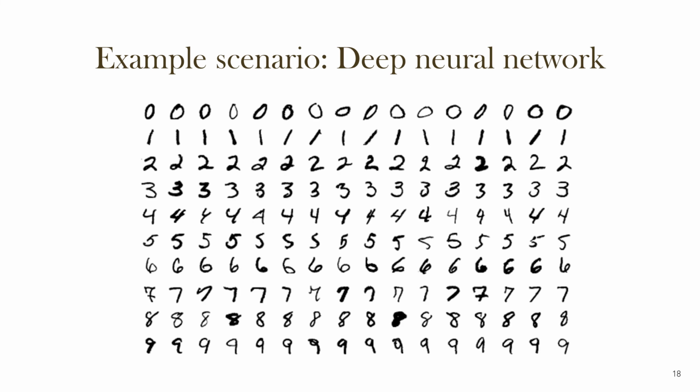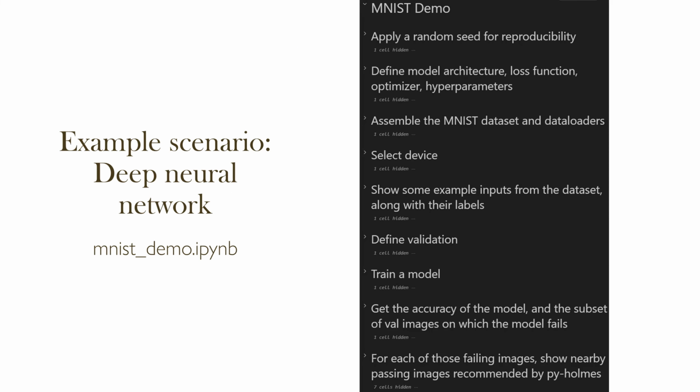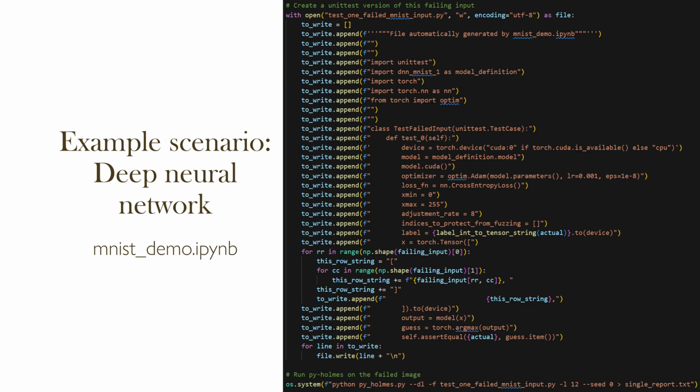Suppose a user has trained a fully connected neural network on the MNIST database of handwritten digits. This is a multi-class classification task where each input is a grayscale image of a handwritten digit, and an image's label specifies which of the 10 digits it is. The user creates a Jupyter notebook that runs their model on a validation dataset and uses Pyholmes to explain any mistakes. The entirety of this notebook can be found in our artifact as mnist_demo.ipynb. Here is the part of the notebook that calls Pyholmes.